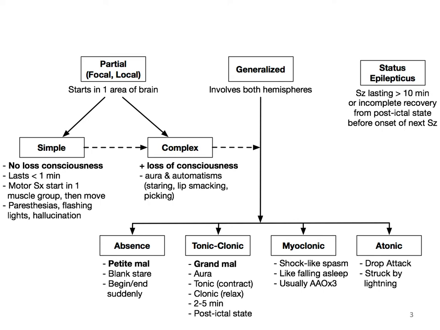There are 4 types of generalized seizure. Absent seizures were traditionally called petit mal seizures and involve a blank stare. These seizures usually begin and end suddenly.